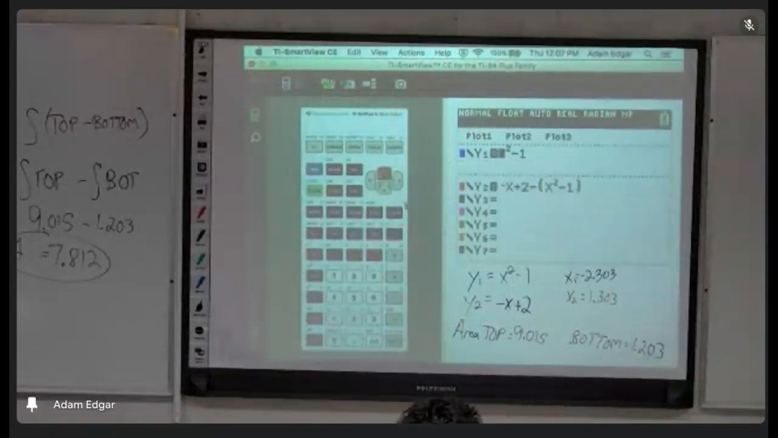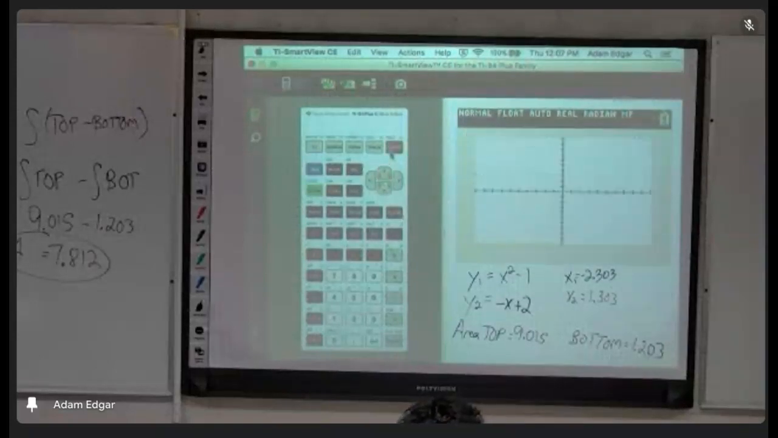And then we'll get rid of this guy and graph it. And then we'll do the same bounds of integration, because the intersection points that we found are now the zeros of this new thing that I made.